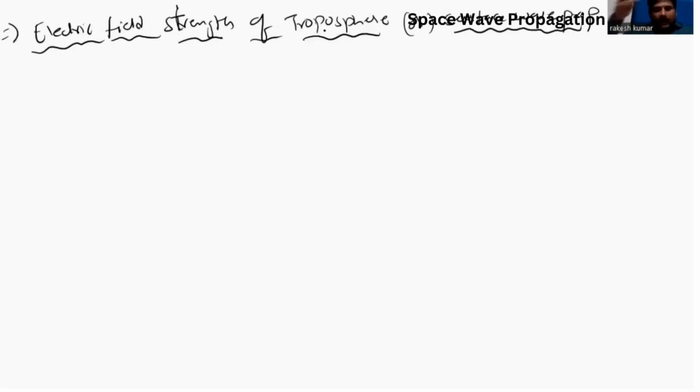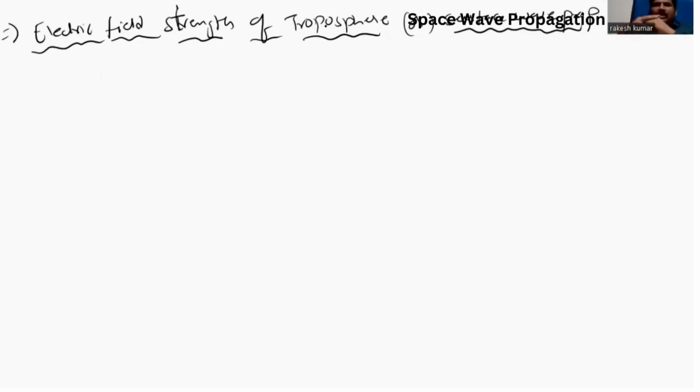Okay. So for line of sight, let us consider the earth is flat. When will you consider it flat? If the length between the transmitting antenna and receiving antenna is less, then we consider that the earth is flat. If you observe the earth, it looks flat. But if you go very high into space, then the earth will be in curvature. So let us consider a flat earth. Flat earth means the distance between transmitting antenna and receiving antenna is less.